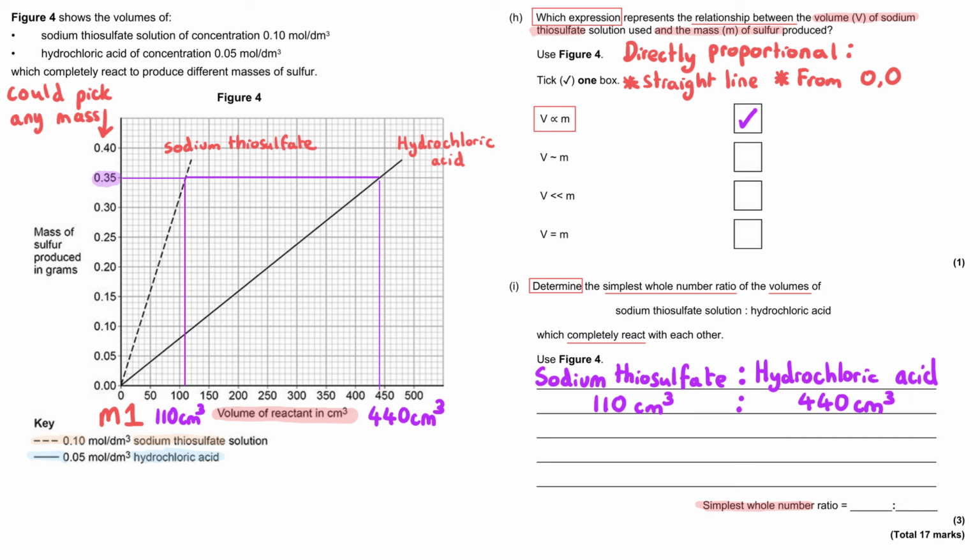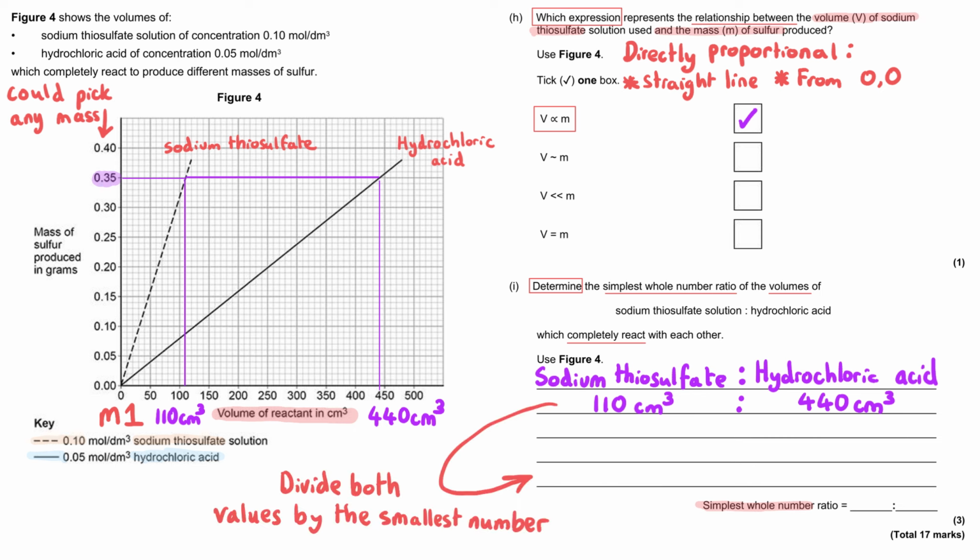And when you're simplifying a ratio, you might be able to do this by inspection, but you can't rely on that. And so the strategy I suggest you employ is to divide both of the numbers by the smallest of the two. And the smallest of the two here is 110. So 110 divided by 110 is, of course, 1. 440 divided by 110 is 4. And so therefore, the simplest whole number ratio is 1 to 4.